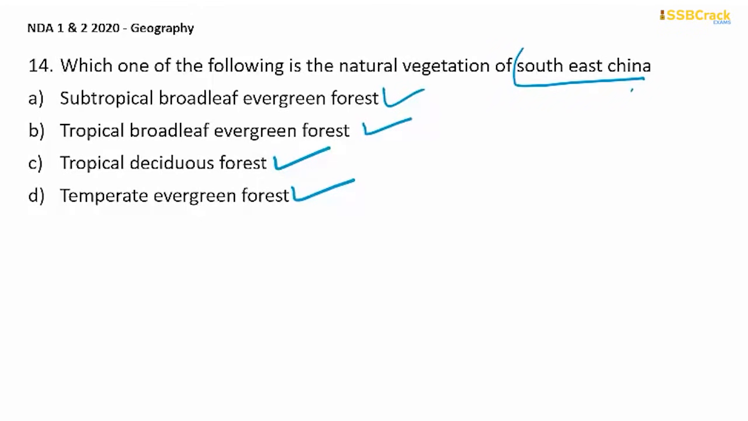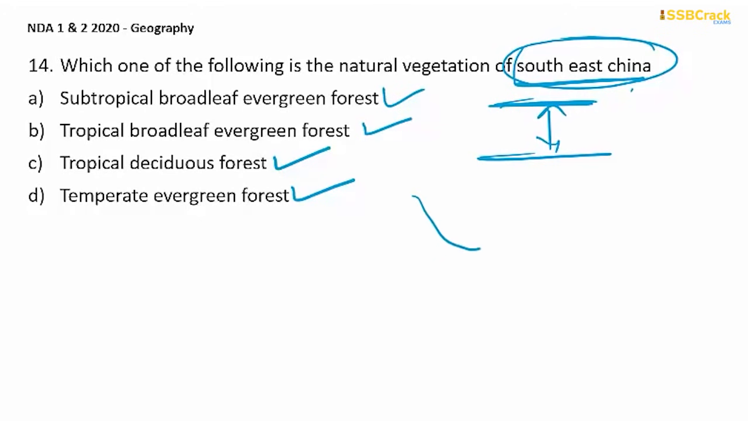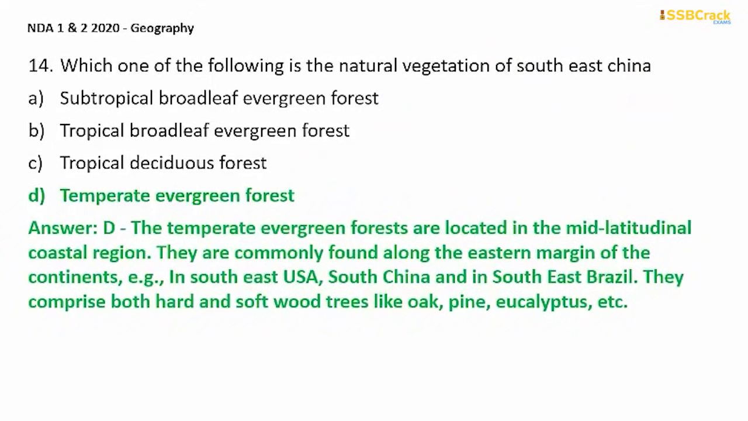So since this Southeast China region, or the southern China region, lies above the Tropic of Cancer, in the mid-latitudinal region above the Tropic of Cancer and below the Arctic Circle. So this is the region where South China lies, and also it lies on the eastern coast of China, and this coast of China has a warm current. So definitely that will affect the forestation in such a way that you will find temperate evergreen forest over that.